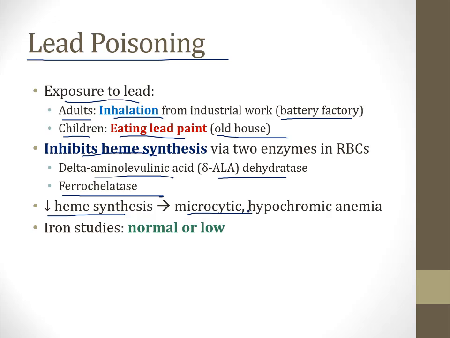Importantly, however, and it's high yield to remember this, iron studies in lead poisoning can be normal or low. It's believed that lead poisoning predisposes to iron deficiency, so often lead poisoning and low iron levels are found together. However, iron levels can also be normal, and what this means is if you see a patient with a microcytic hypochromic anemia and they tell you that the iron studies are normal, then you're probably looking at either a thalassemia patient or you could be looking at a patient with lead poisoning because the iron studies are sometimes normal.